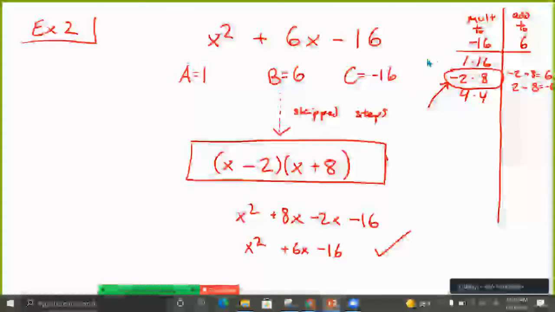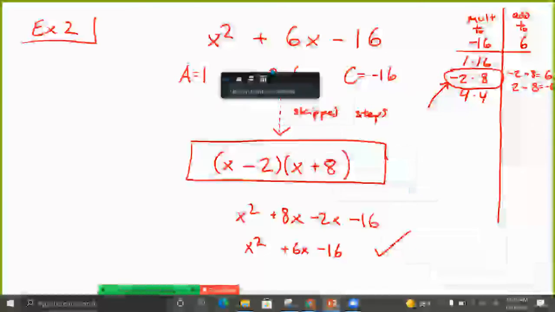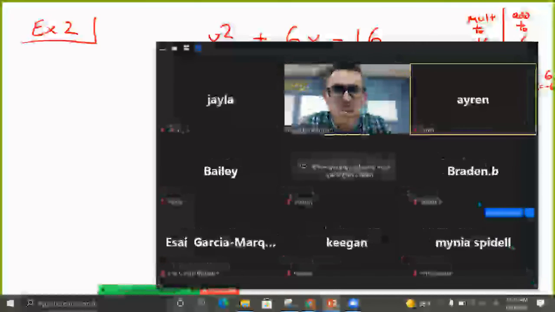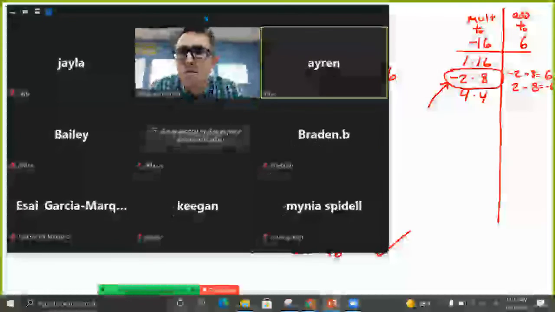Okay, let's do this. Yesterday we did a whole bunch of examples like this. Today we've just done 2 so far. Let me see thumbs on how people are feeling so far about yesterday and today's work, factoring polynomials.